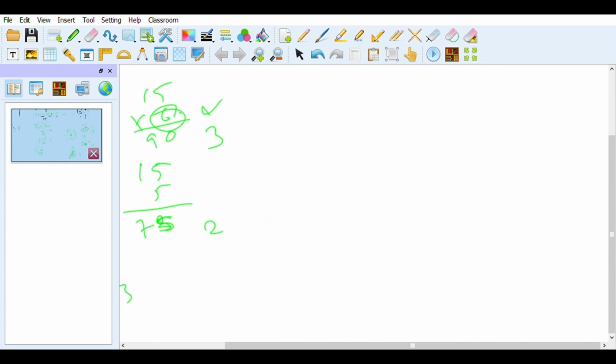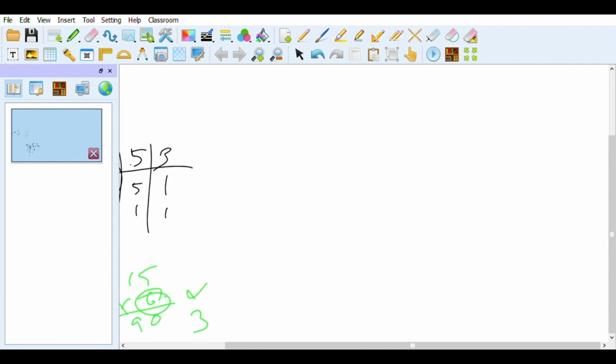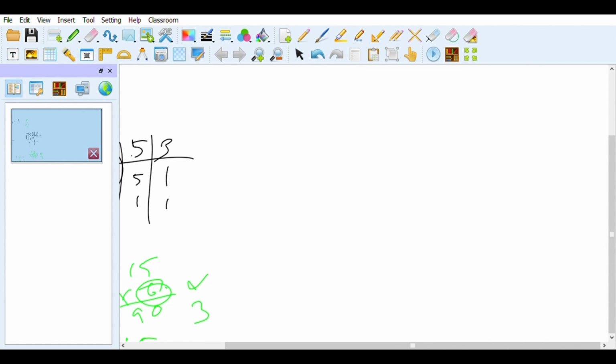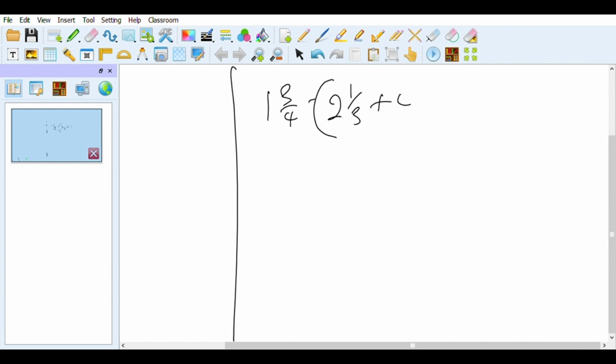Okay, so in our next example, let's look at this question. 1 whole number 3 over 4 minus, in brackets, 2 whole number 1 over 3 plus 4. Okay, so let's solve this.